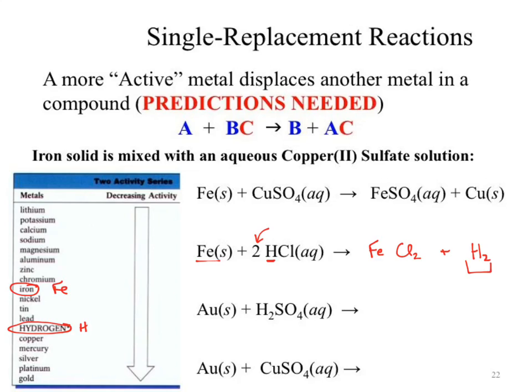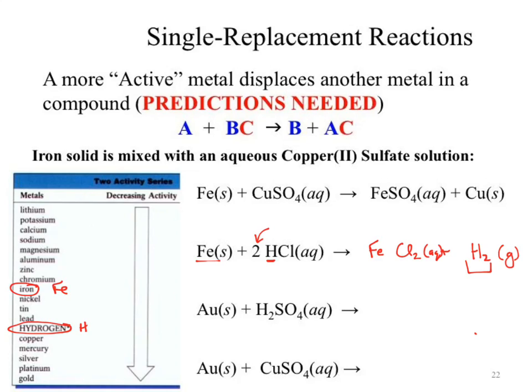Iron wants to be with a compound or with another element more than hydrogen does. So when we add iron metal to HCl, what happens? It replaces. This is an example of a single replacement reaction working. Okay, just like the previous one. So go through and work with the next two, see what you can come up with.